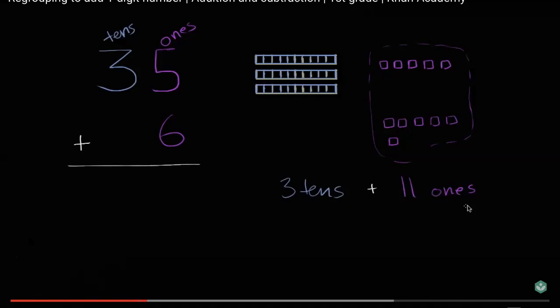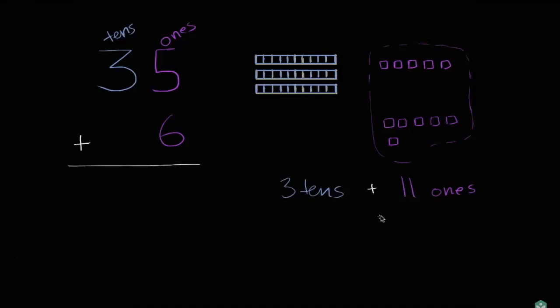Now this is a little bit of a problem because we can't write a two-digit number in the ones place or in any one of the places. This number isn't going to be 311. It's going to be three tens and 11 ones. But how can I rewrite this? Or how can I regroup things so that I only have a single digit number here, 0, 1, 2, 3, 4, 5, 6, 7, 8, or 9, instead of a two-digit number, the 11?